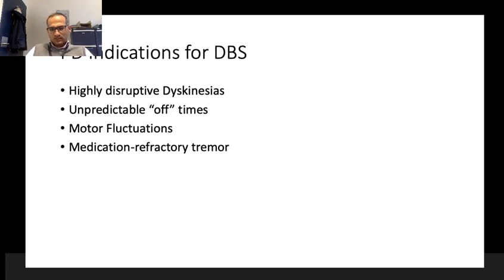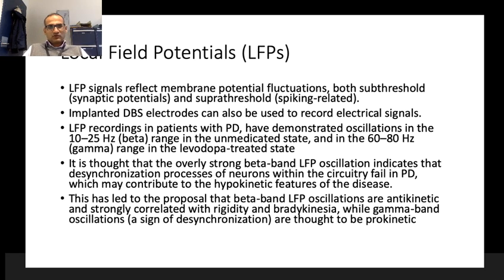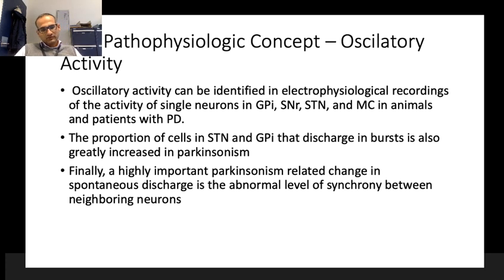Then it talks about the indications of DBS for Parkinson's disease, and it lists four main indications: highly disruptive dyskinesia, unpredictable off-times, motor fluctuations, and medication-refractory tremor. Then it talks about oscillatory activity and the concept of local field potentials, the ones which Dr. Bhatti mentioned in his lecture as well.